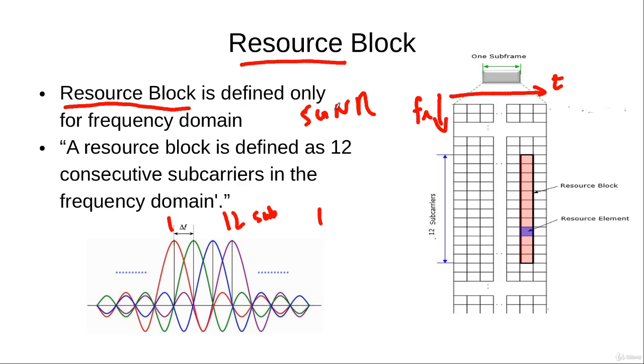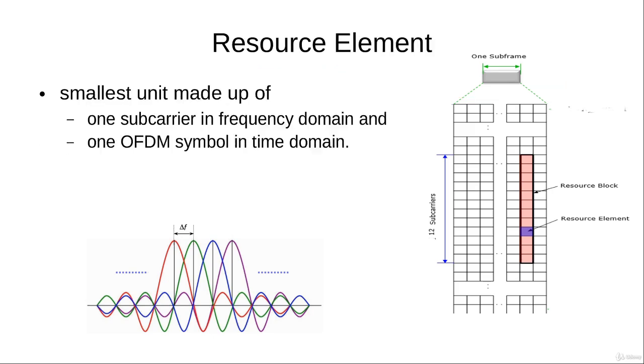In the case of LTE, the resource block was defined in the time domain as well as in the frequency domain. But in the case of 5G NR, the resource block is only defined in the frequency domain, because in the time domain we saw that as the subcarrier spacing is increased, the duration of a time slot is decreasing. So in the case of 5G, resource block is only defined in the frequency domain.